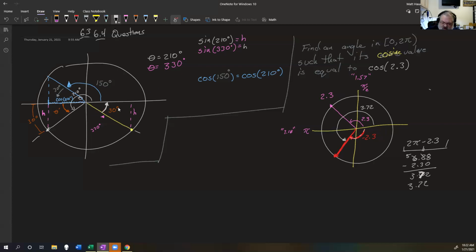But to find that 330, you took a full rotation and subtracted that little angle. What did we do over here? We took a full rotation and subtracted that angle. It just looks worse. Again, this is going to come back a lot in our section on solving. So you guys happy with that?